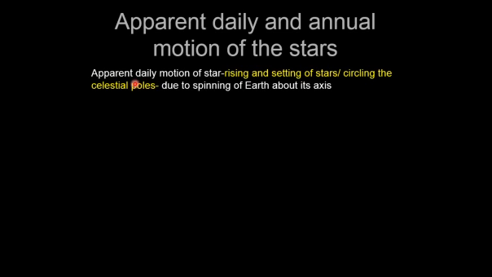We feel so. That is why the term apparent daily motion of star, which means the rising and setting of stars or circling around the celestial poles. These are due to the spinning of Earth, or the rotation of Earth about its axis.